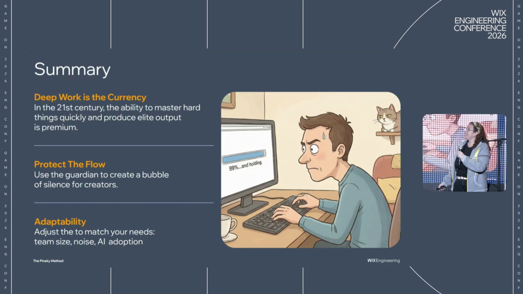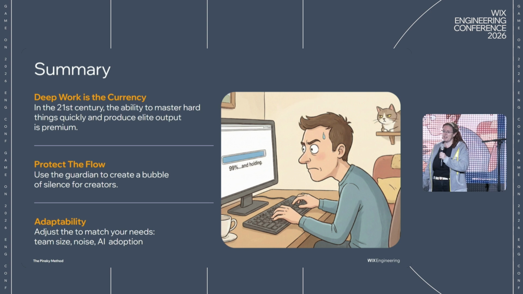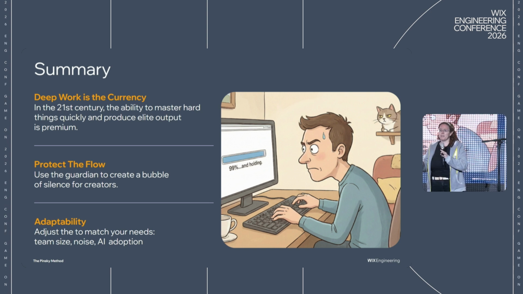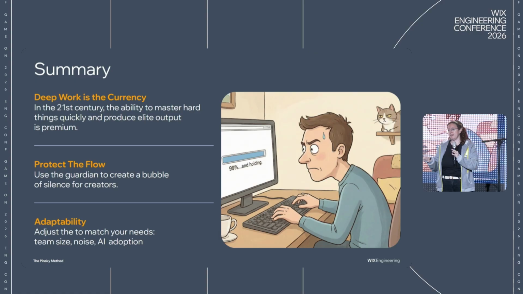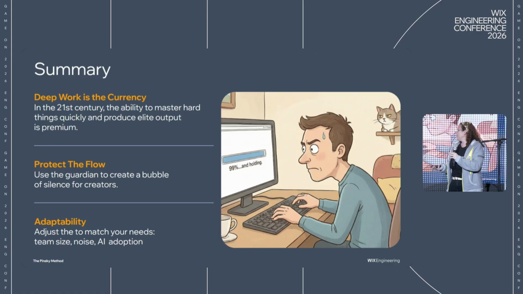So, what did we see today? Deep work is very important for us. And we want to protect the people who are doing deep work by having other people that will answer all the noise. And we have to keep being adaptable because our world keeps changing all the time.